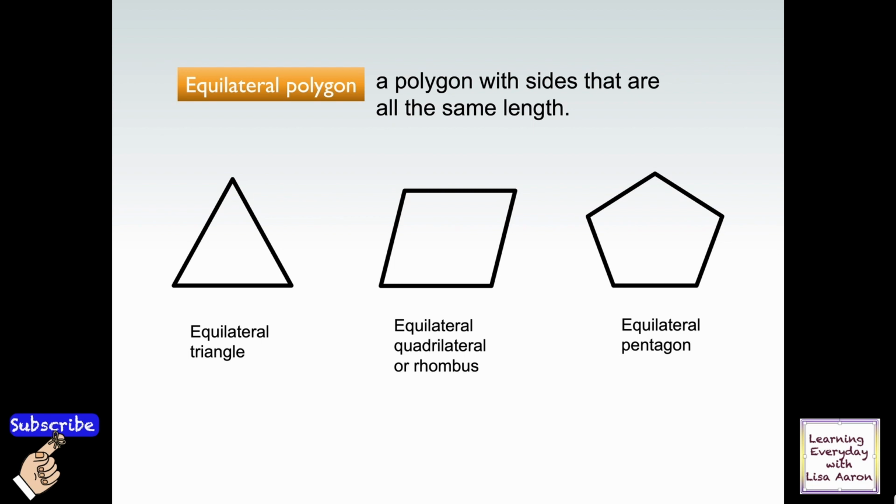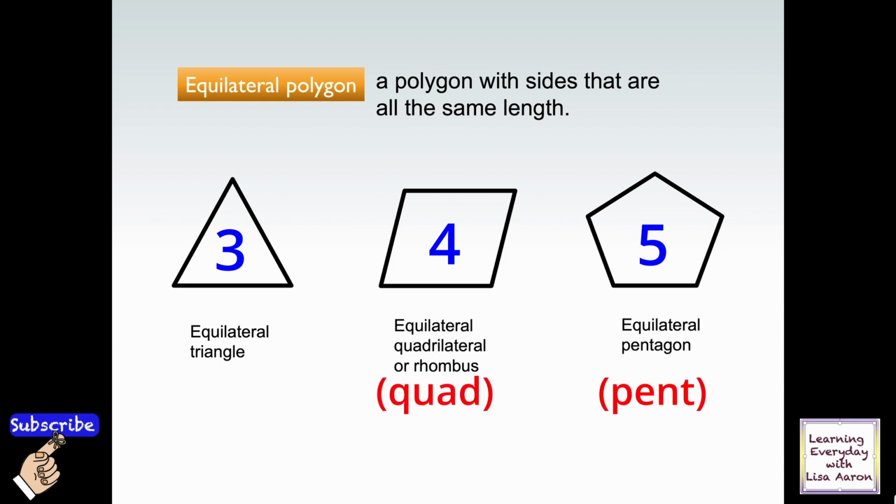Definition: equilateral polygon. A polygon with sides that are all the same length. Here's an equilateral triangle, equilateral quadrilateral or rhombus, an equilateral pentagon. We know these shapes. 3 meaning triangle, 4 meaning quadrilateral, and 5 meaning pentagon. Pent means 5, quad means 4, tri means 3.